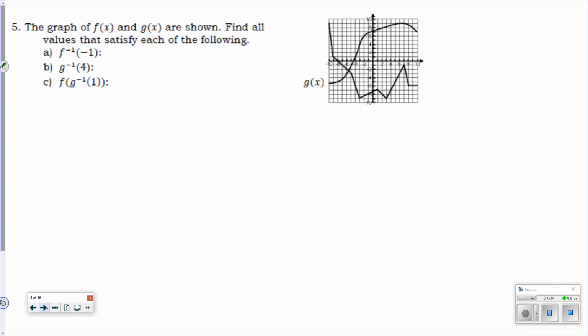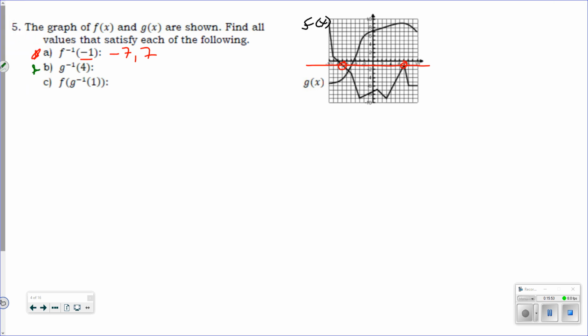Number 5, the graph of f of x and g of x are shown. It looks like we didn't label this part, but this is f of x here. Find all values that satisfy each of the following. So f inverse of -1. If I have f of x, that -1 is the y of f. If I go to -1 and draw a line all the way across and follow this f of x, I cross it here and right there, which is what? 2, 4, 6, -7, and at 7. That graph is really small, but -7 and 7.